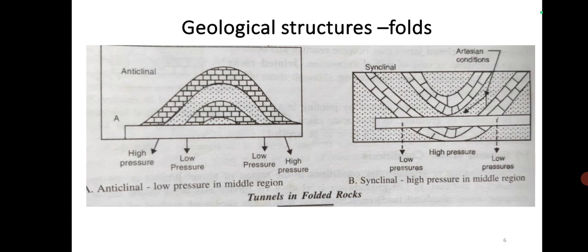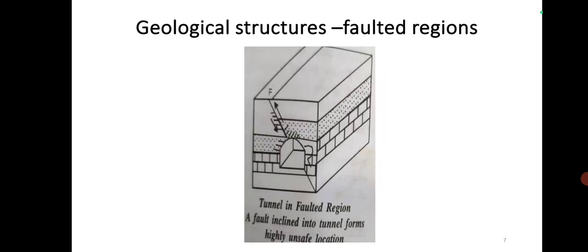Okay. And if it is a faulted region, you can see that a tunnel in a faulted region, with a fault inclined to the tunnel, forms a highly unsafe location, because as you can see in the figure, if there is a fault plane, there are chances that this area, that is the top of the area, may undergo slight displacement, and it will lead to the collapse of the tunnel.